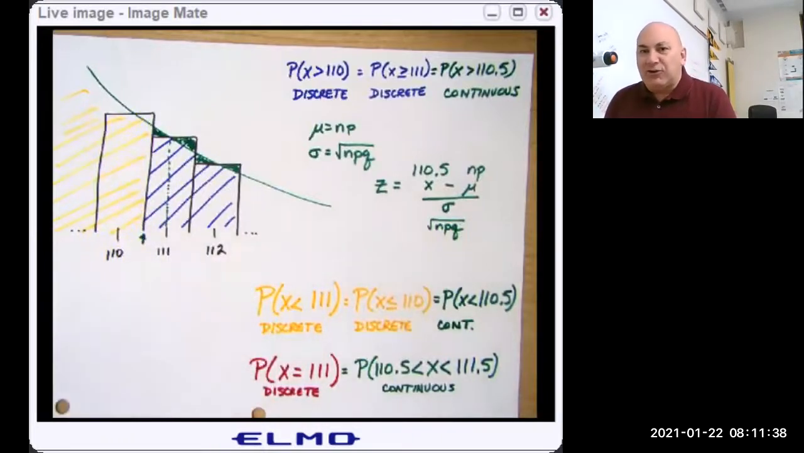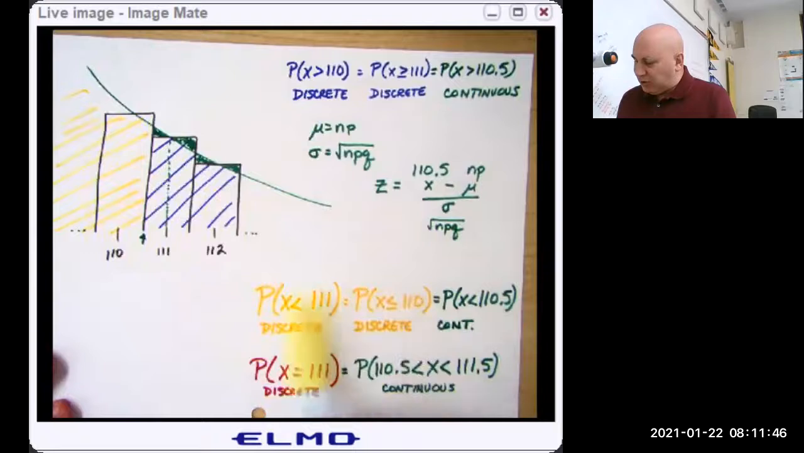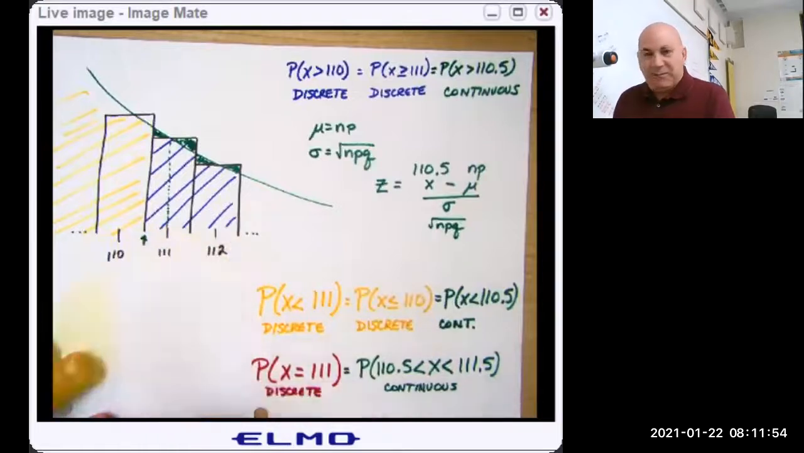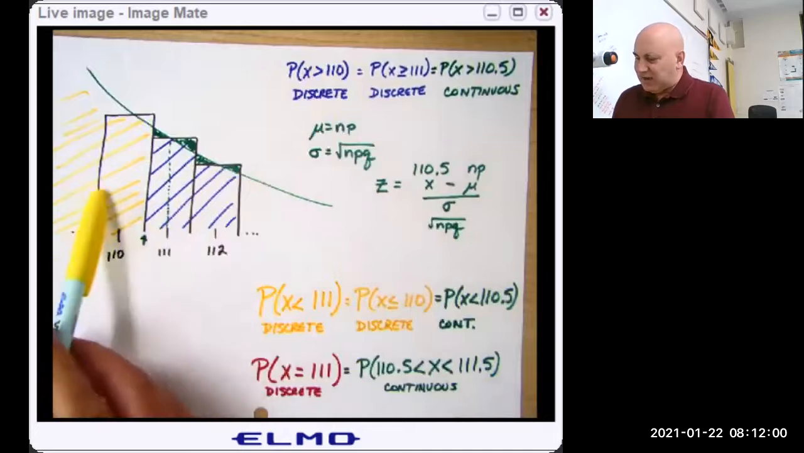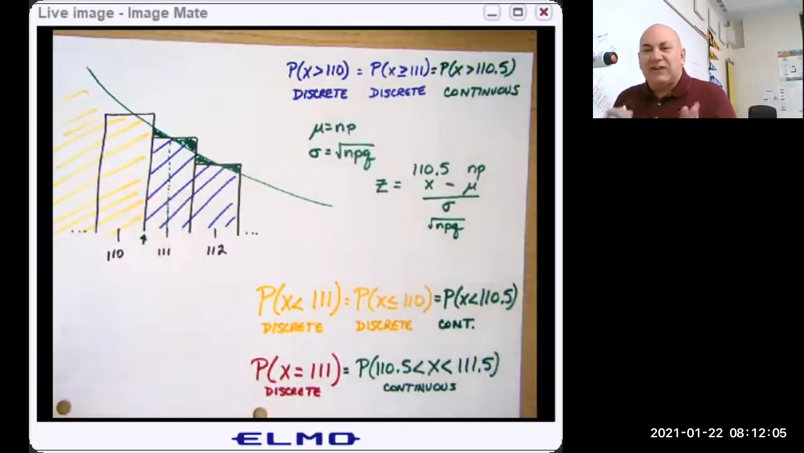So what I encourage you to do when using the normal approximation for the binomial is draw a few rectangles around what you're looking for. X is less than 111: draw 111, at least one rectangle above and beyond. If I want X is greater than 110, you can draw 110, maybe you draw even 109 just to make sure, and see where you have to make your continuity correction, which way you have to adjust it, to that half number to encompass the entire rectangle.